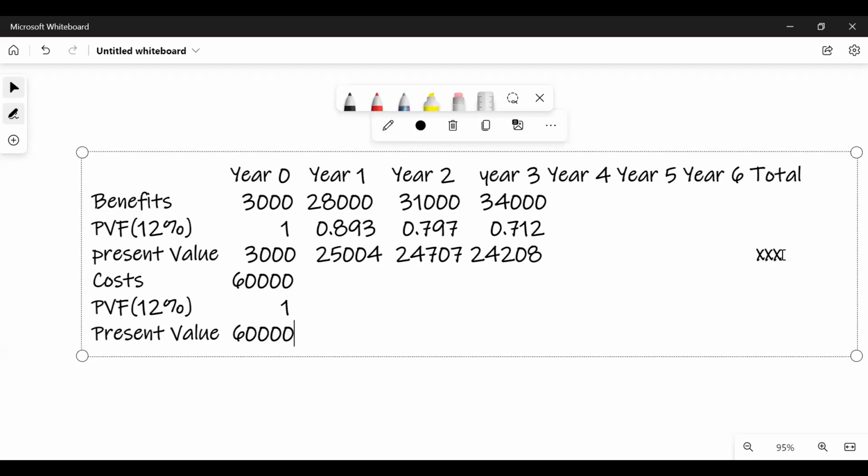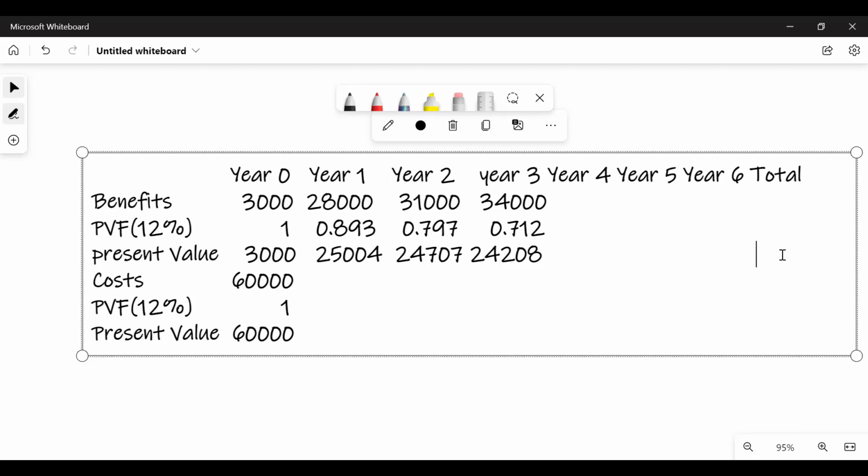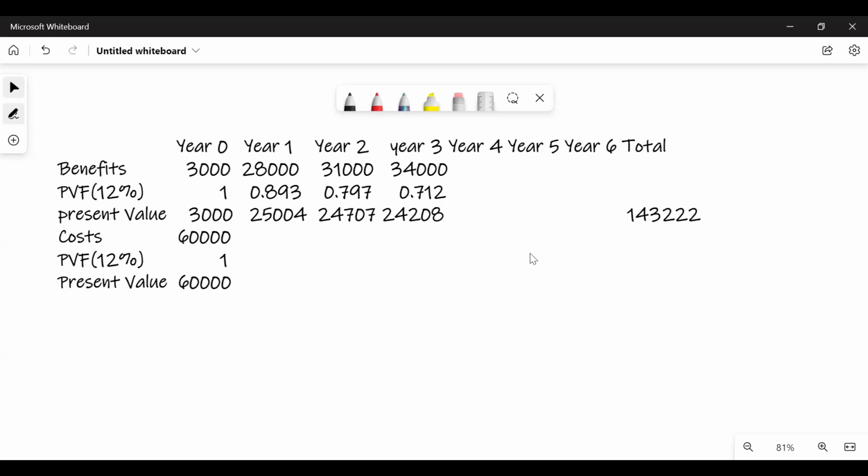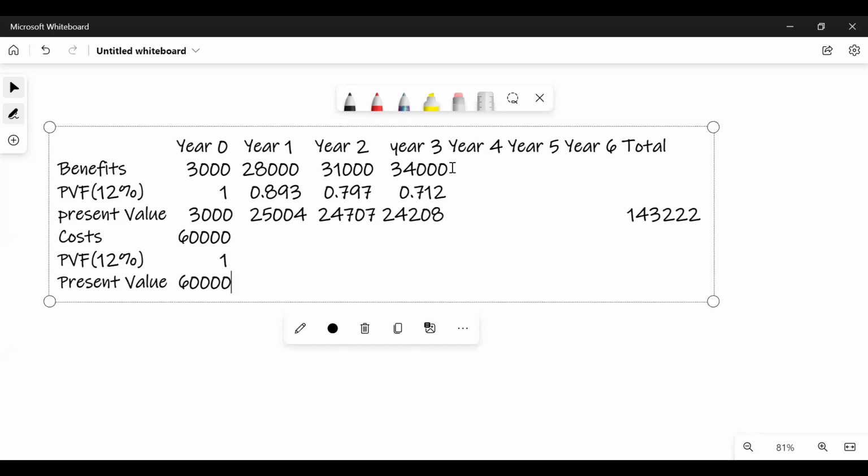Okay, check whether the total benefit is equal to 143,222. Check this. I will give you the values, by the way. Right, so let me put up the values.